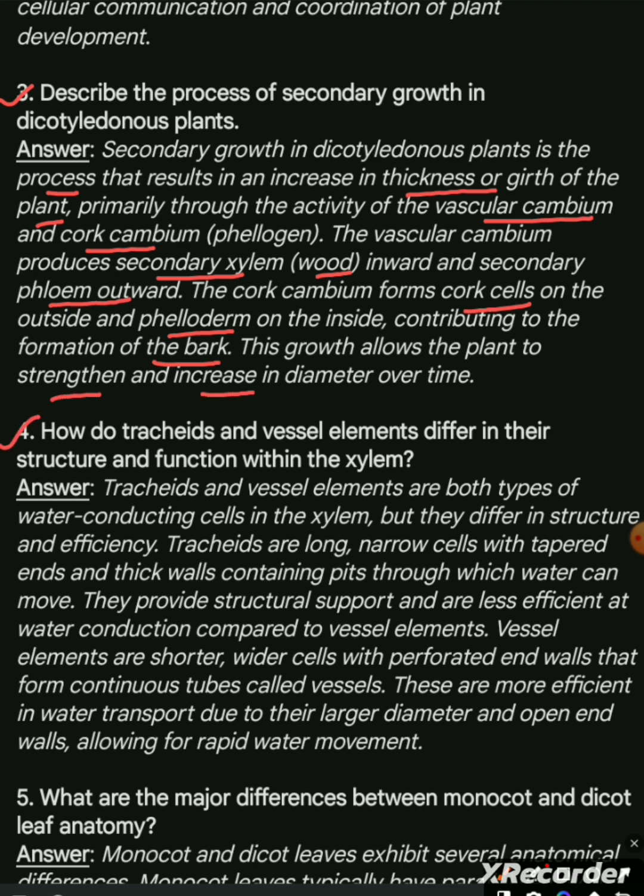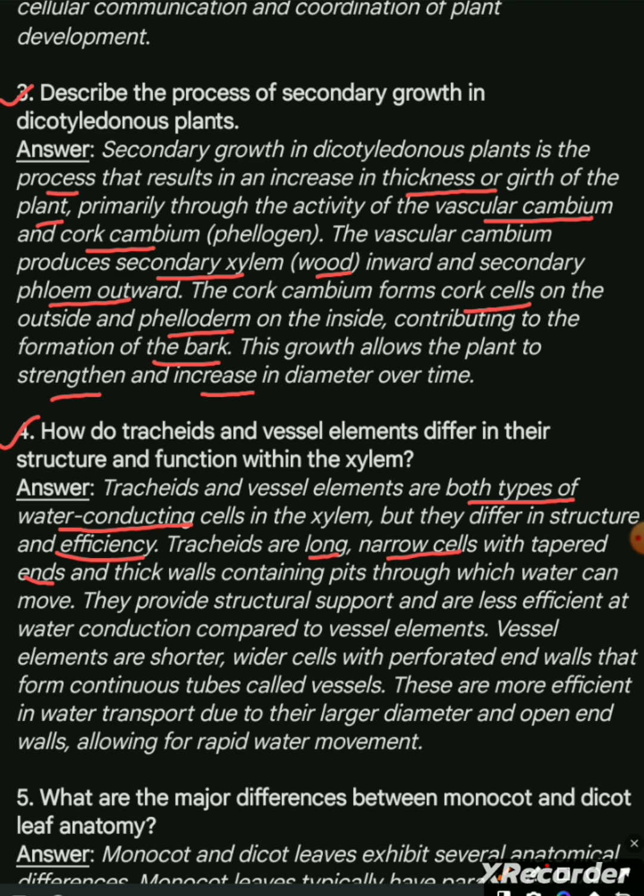Question 4. How do tracheids and vessel elements differ in their structure and function within the xylem? Answer. Tracheids and vessel elements are both types of water conducting cells in the xylem, but they differ in structure and efficiency. Tracheids are long, narrow cells with tapered ends and thick walls containing pits through which water can move.